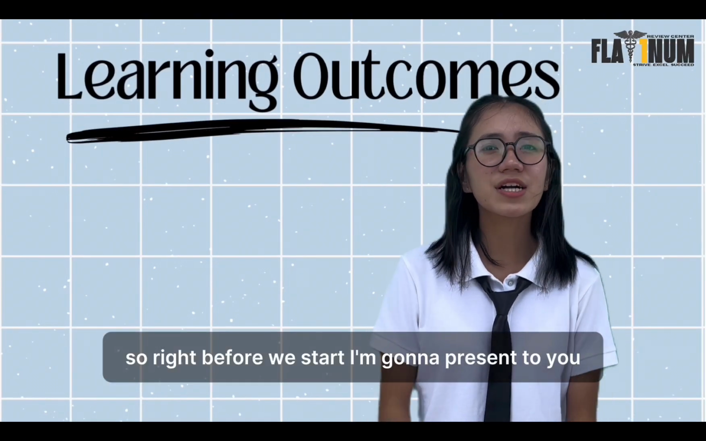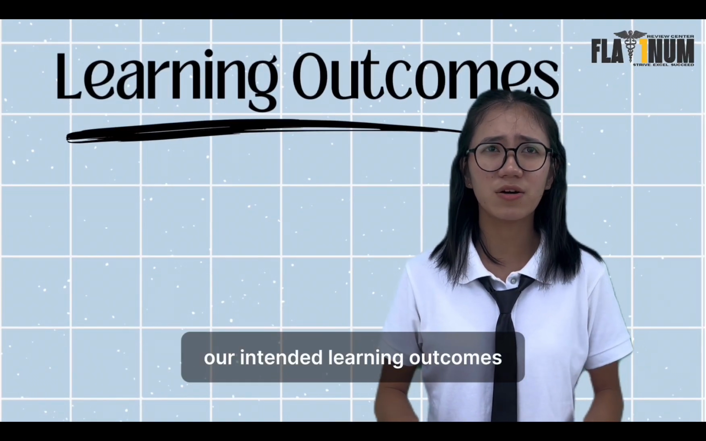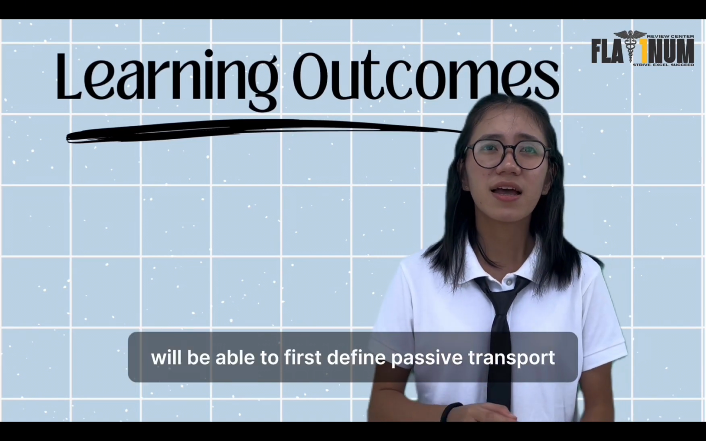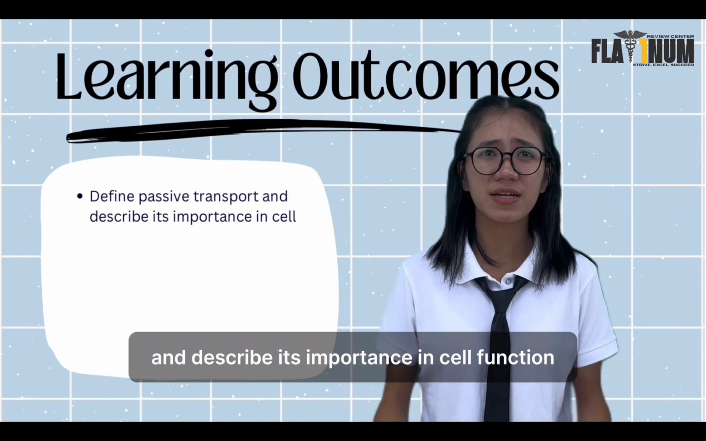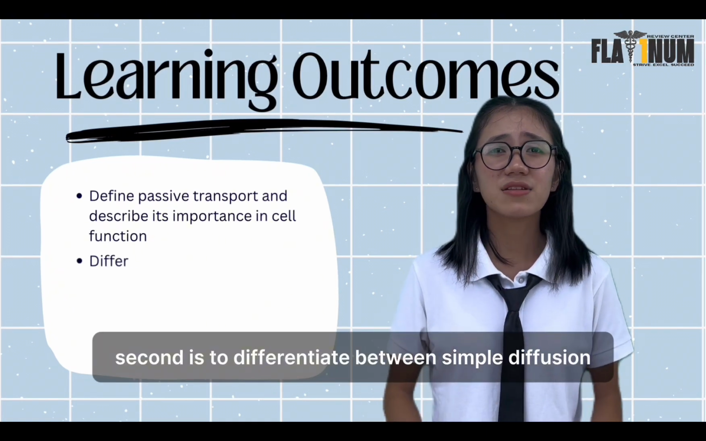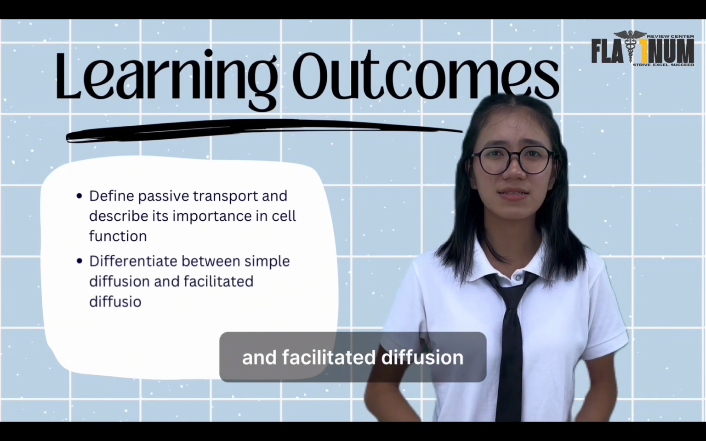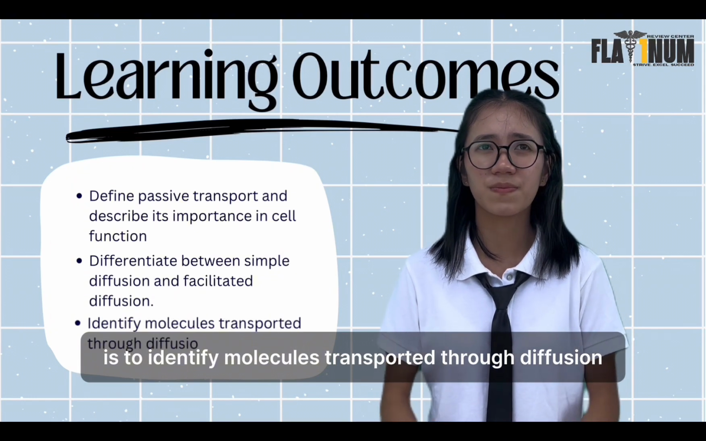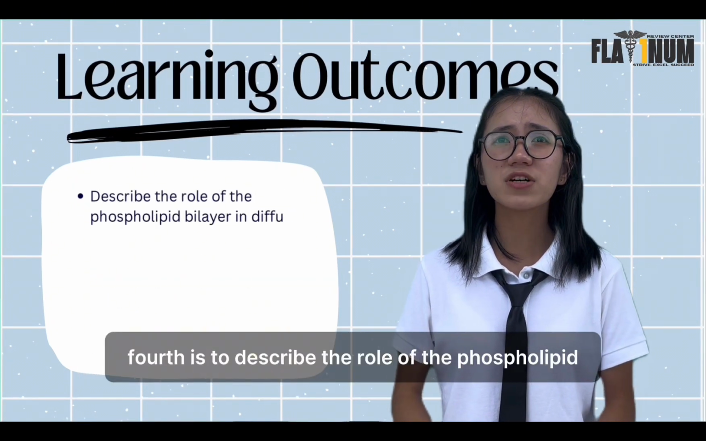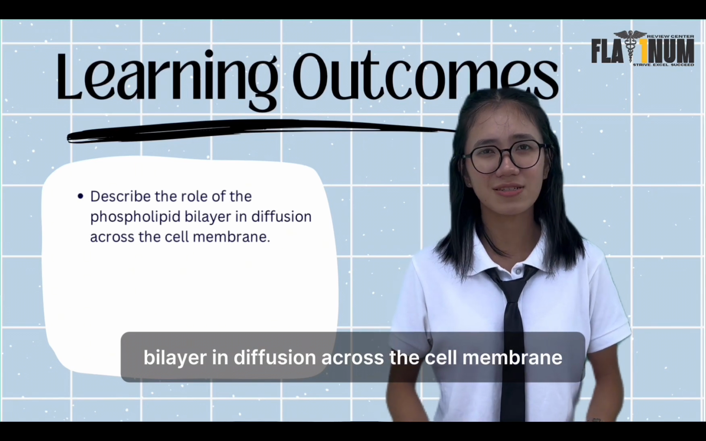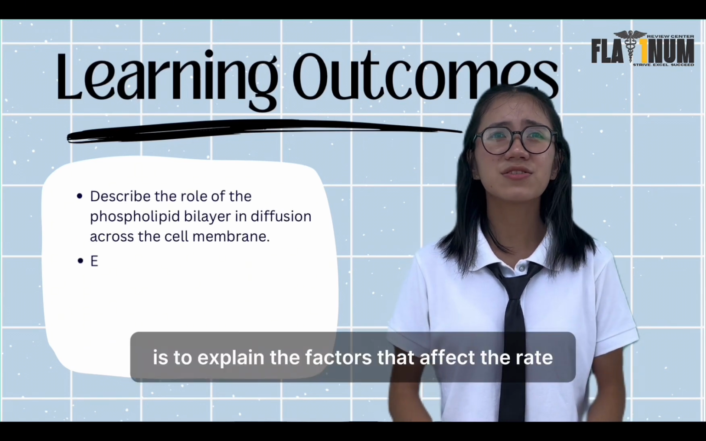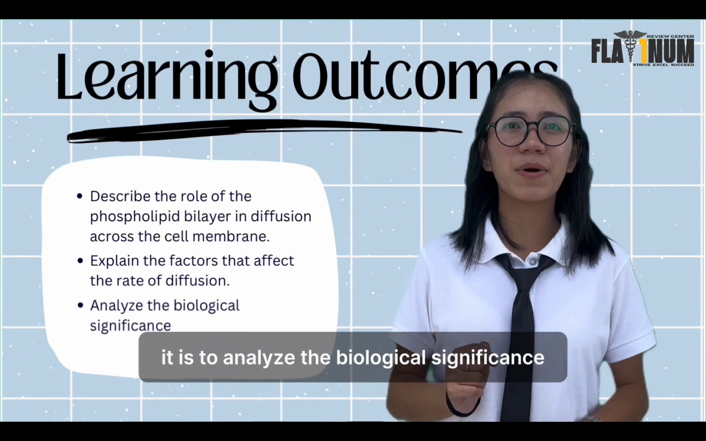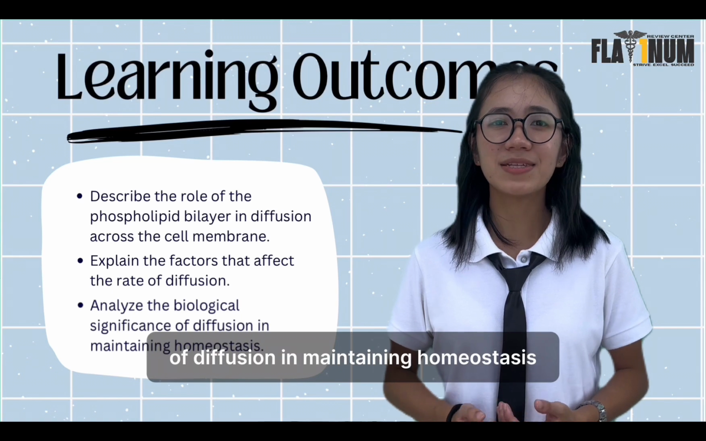So right before we start, I'm gonna present to you our intended learning outcomes. By the end of this discussion, you, the audience, will be able to, first, define passive transport and describe its importance in cell function. Second, differentiate between simple diffusion and facilitated diffusion. Third, identify molecules transported through diffusion. Fourth, describe the role of the phospholipid bilayer in diffusion across the cell membrane. Second to the last, explain the factors that affect the rate of diffusion. And lastly, analyze the biological significance of diffusion in maintaining homeostasis.